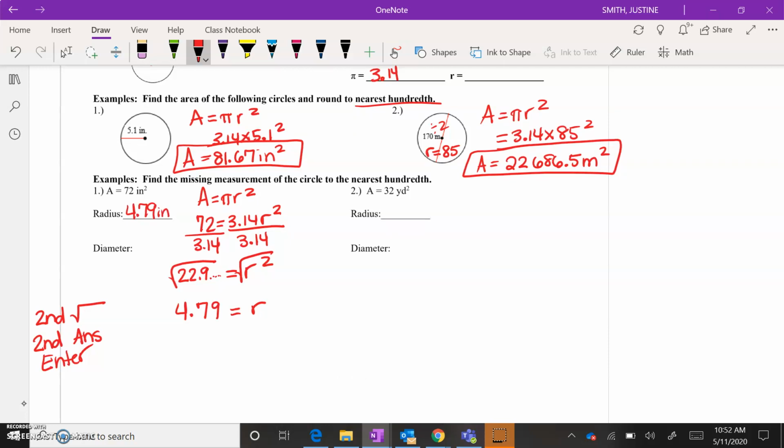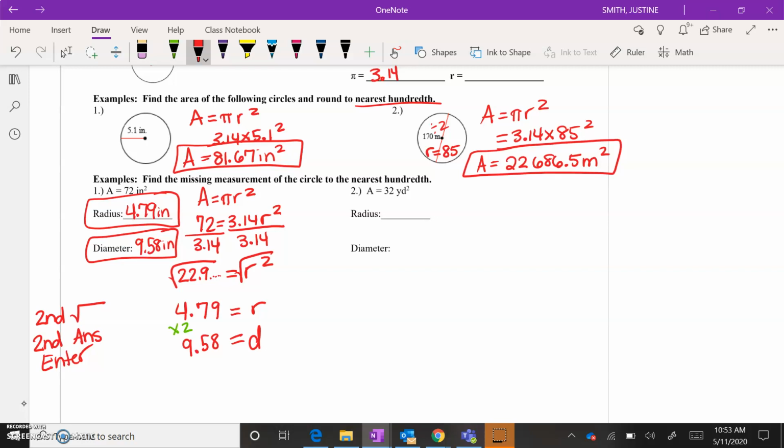Okay, my diameter, I know that I would just double my radius. So I'm going to take my radius and multiply it by 2. Okay, and I actually, again, took the not rounded version. So I left this decimal in my calculator and then multiplied it by 2 so I could get the most accurate answer here. So 9.577, which would round to 9.58. Okay, so 9.58 inches for the diameter.